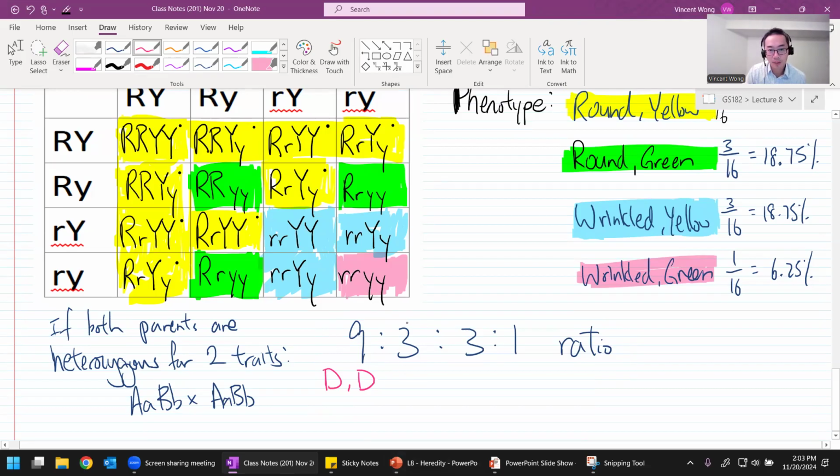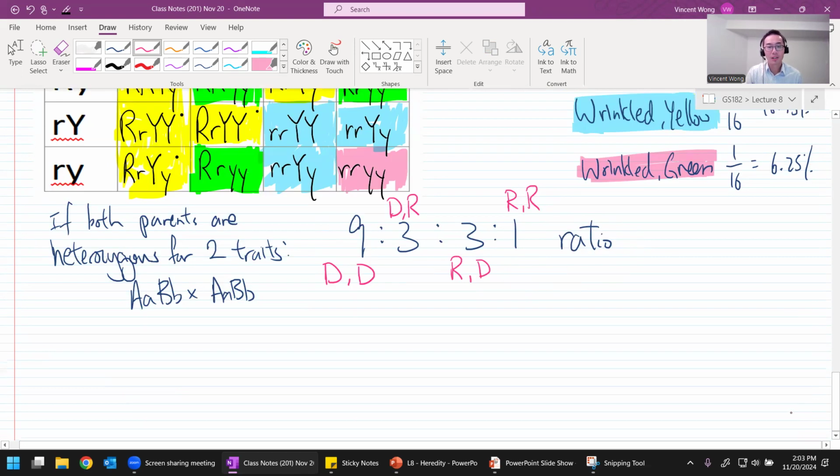3 out of 16 will be dominant for one trait and recessive for the other, or recessive for one and dominant for the other. And finally, this would be 1 out of 16 for recessive and recessive, which again should make sense because in order for recessive to show up, the dominant cannot be there. And that's why it's super rare.